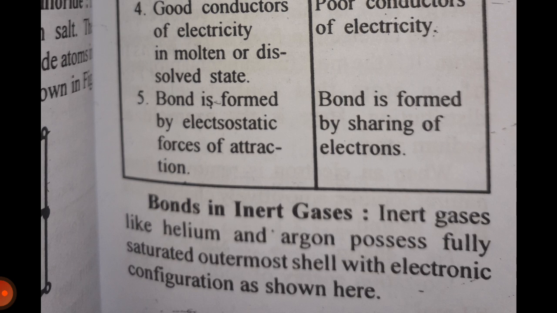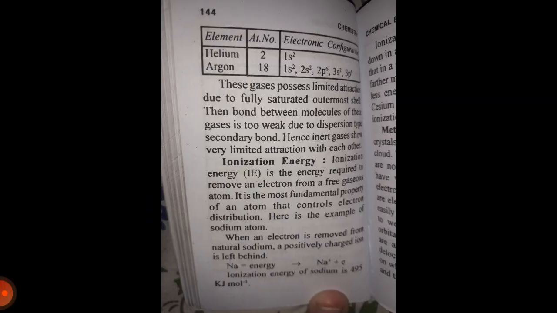Inert gases like helium and argon possess a fully saturated outermost shell with the electronic configuration as shown here.